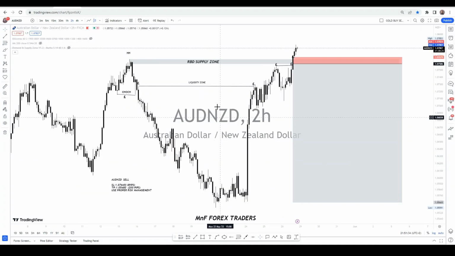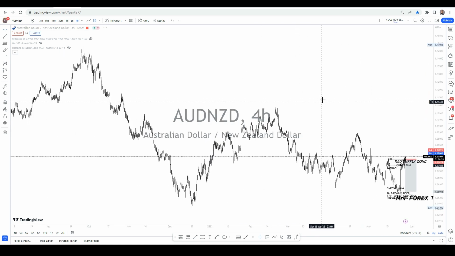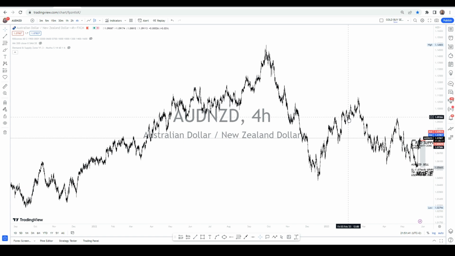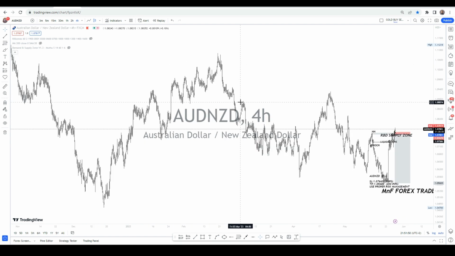All right, so let me just start all over again from the higher time frame, right? If you go to the 4-hour time frame, you can see that AUD NZD has been going to the downside for a long time. Since September 2022, we've seen the market creating beautiful lower lows and lower highs, right?